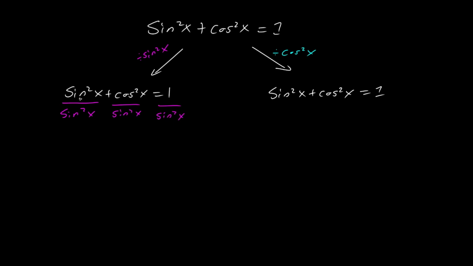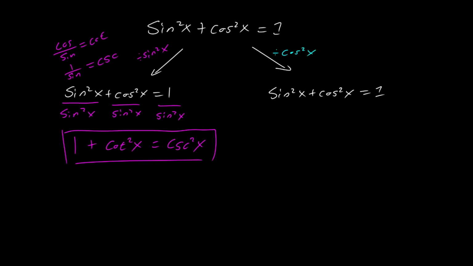So sine squared of x divided by sine squared of x, well, that's just 1. Plus cosine squared of x divided by sine squared of x, well, what's cosine divided by sine? That's just cotangent. So we can write this as cotangent squared of x. And finally, we have 1 divided by sine squared x. Well, what's 1 over sine? That is just the cosecant. So we can write this as cosecant squared of x. This is our second identity.